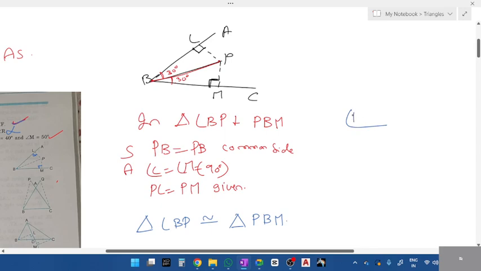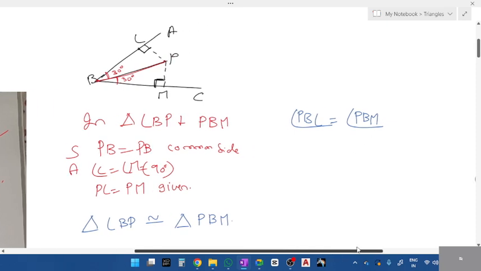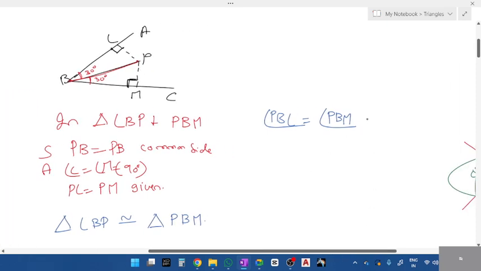You can write angle PBL is equal to angle PBM. You can just write it like this. Angles are equal. And what is the reason you have to write? Apart from congruency, what are the other things I told you? Do you remember CPCT?